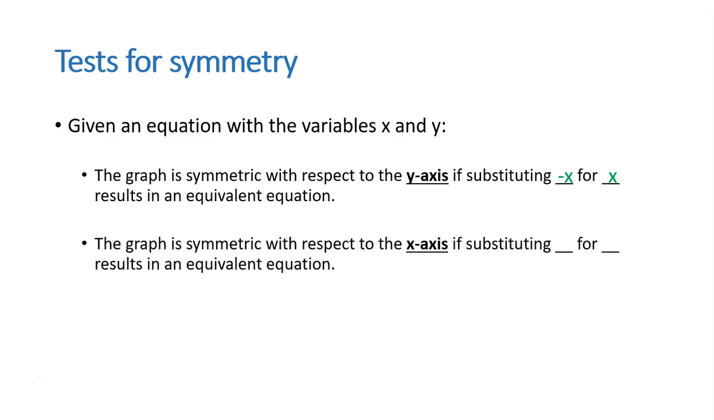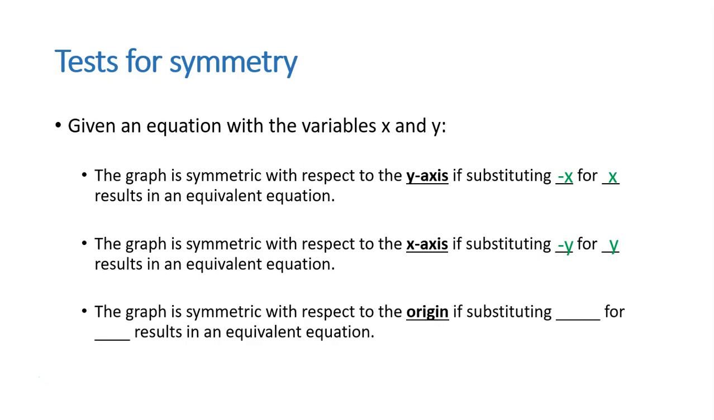The graph is symmetric with respect to the x-axis if substituting a negative y in place of y results in an equivalent equation. And finally, the graph is symmetric with respect to the origin if substituting both variables as negatives results in an equivalent equation. So the idea is we substitute in negatives. Notice for y-axis and x-axis we're substituting for the opposite variable. In any case, we substitute the negative version of the variable, and if we can use basic algebra to simplify and eliminate the negatives and return it to the original form of the equation, then that means we officially have that particular type of symmetry.